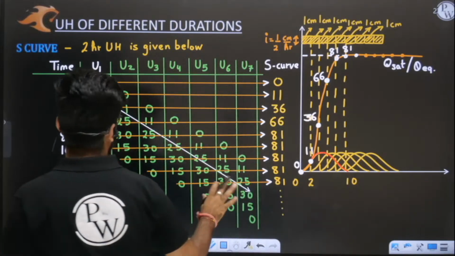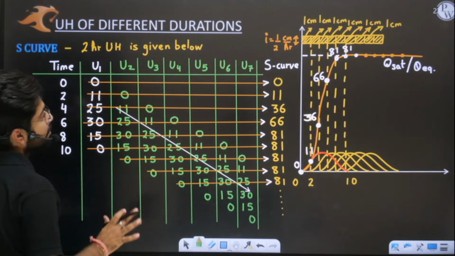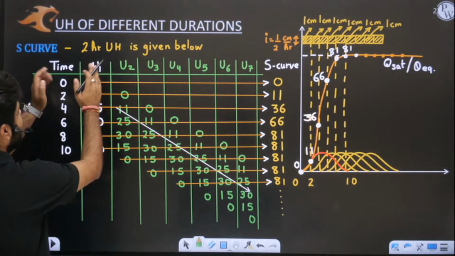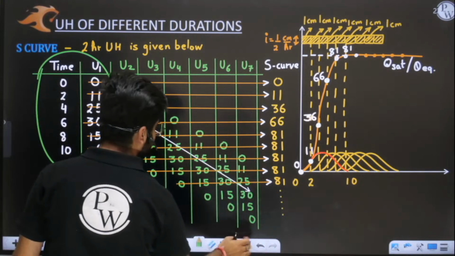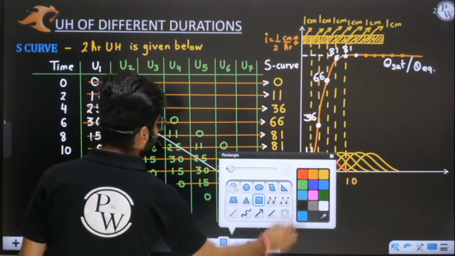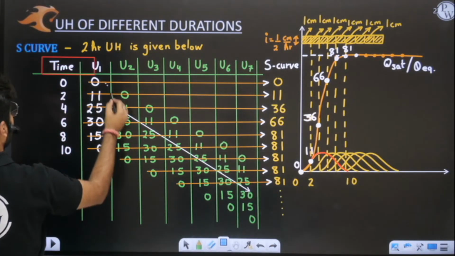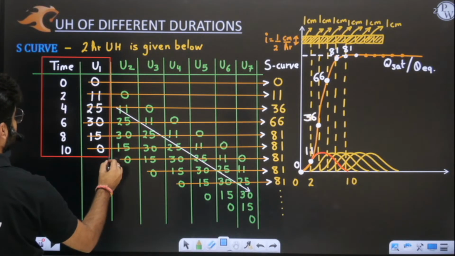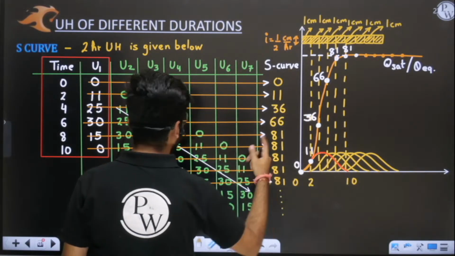sir, this is the long procedure. Every time I will not be writing all these things. So what is the procedure if I want to convert this unit graph directly into an S curve? Sir, this is my basic 2R unit graph given to me. How can I convert it directly?